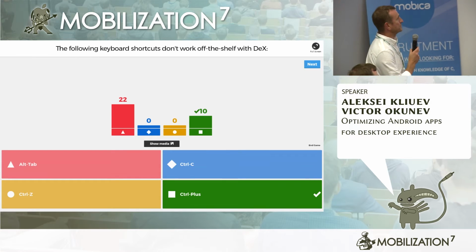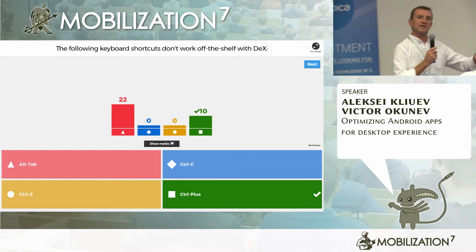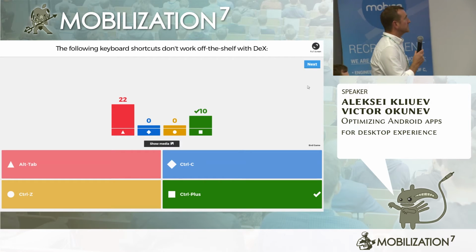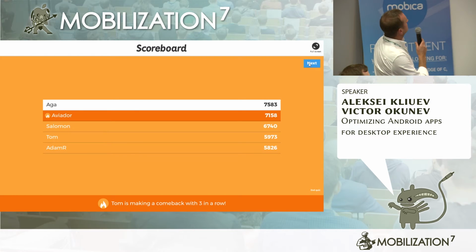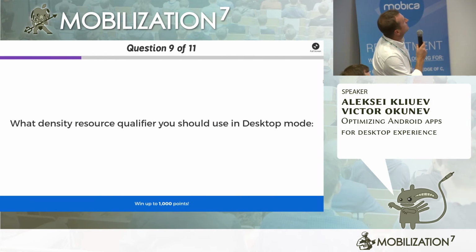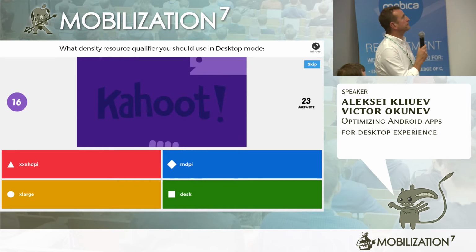Alt-tab actually does work. Control plus. Remember, Aleksei showed zooming in, zooming out using keyboard shortcuts. That was custom behavior, and it doesn't work off the shelf. Okay, we're getting closer to the end. Two more questions. That should be an easy one.